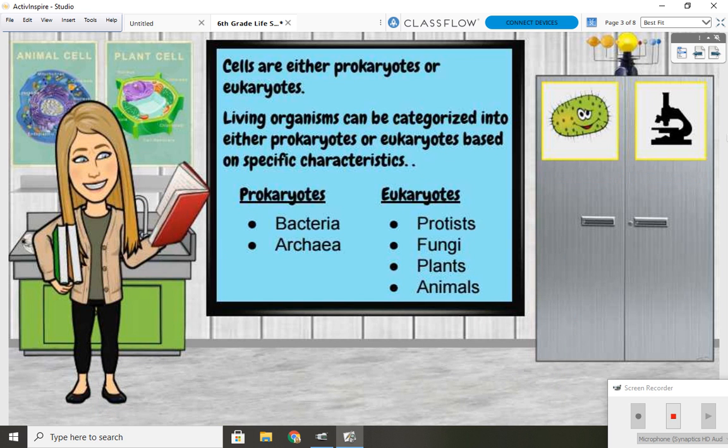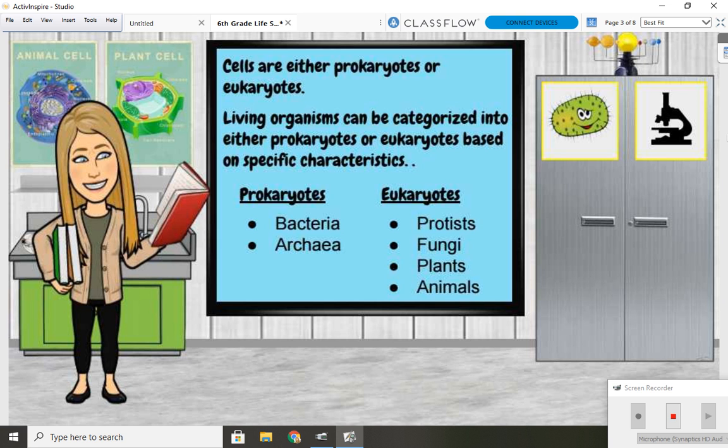Before we get started, though, let's just do a quick review. Cells are either prokaryotes or eukaryotes. Living organisms can be categorized into either prokaryotes or eukaryotes based on specific characteristics. Prokaryotes consist of bacteria and archaea. Eukaryotes consist of protists, fungi, plants, and animals.